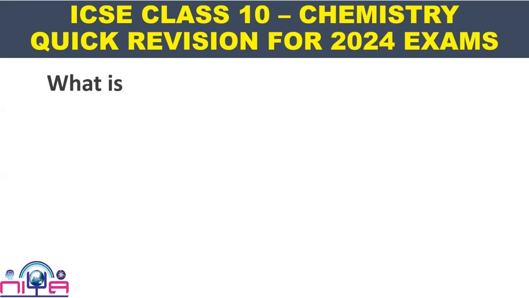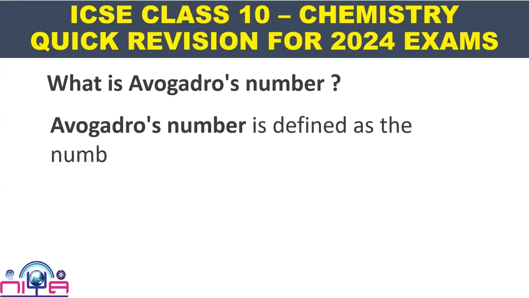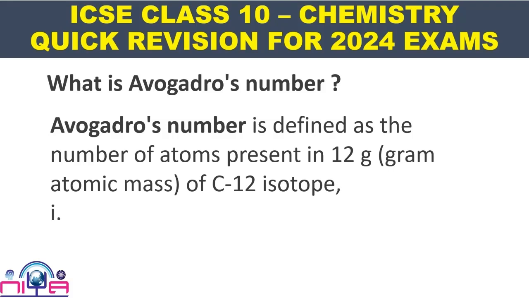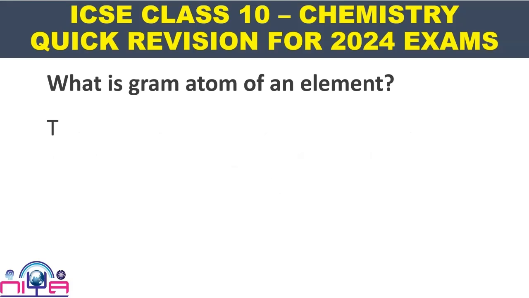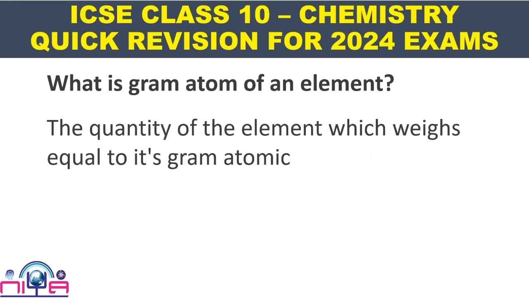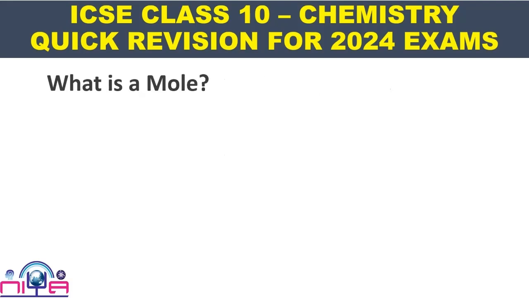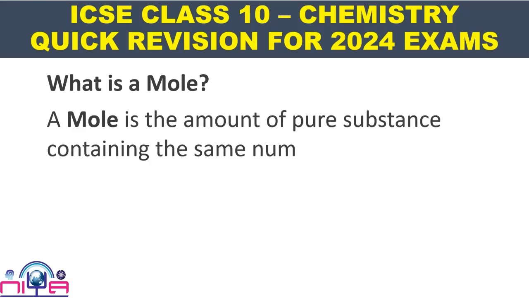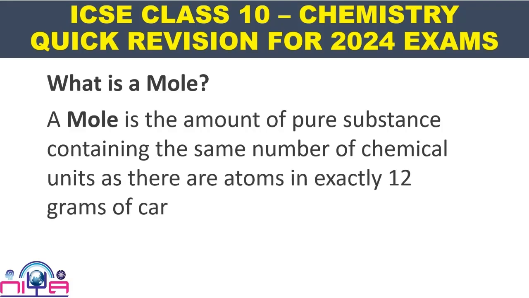What is Avogadro's number? Avogadro's number is defined as the number of atoms present in 12 gram atomic mass of C-12 isotope, i.e. 6.022 x 10^23 atoms. What is gram atom of an element? The quantity of the element which weighs equal to its gram atomic mass is called 1 gram atom of that element. What is a mole? A mole is the amount of pure substance containing the same number of chemical units as there are atoms in exactly 12 grams of carbon-12.